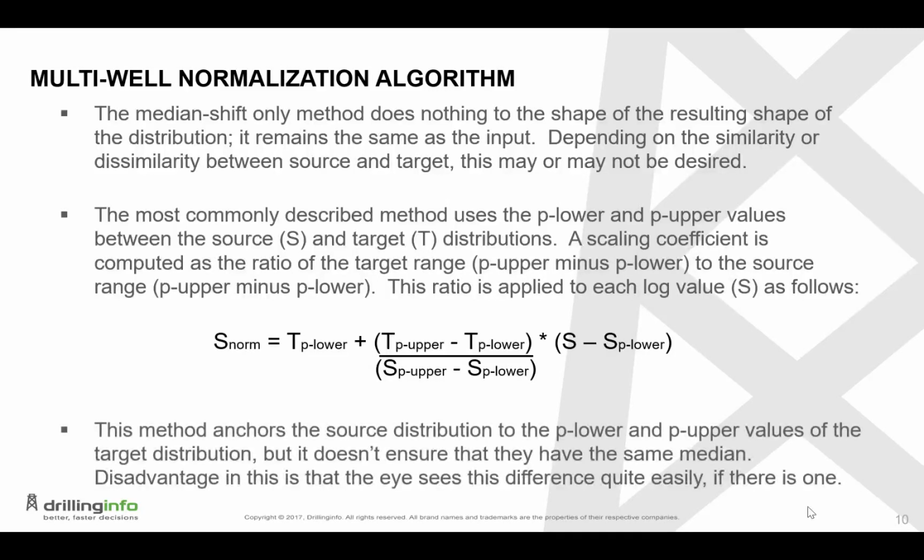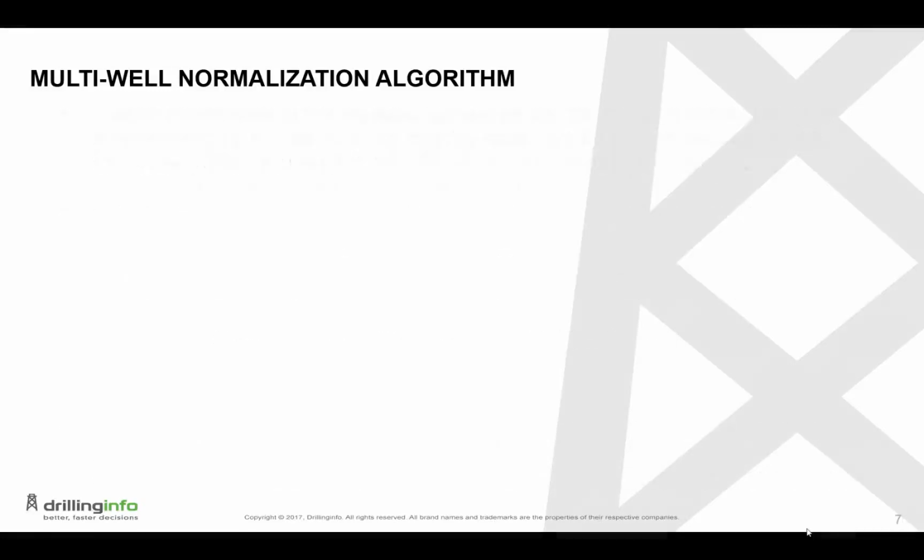This method anchors the source distribution to the P lower and P upper values of the target distribution, but it doesn't ensure that they have the same median. The drawback of using this option, where the median values might not be close, is that the human eye can easily see this difference in cross-sections.